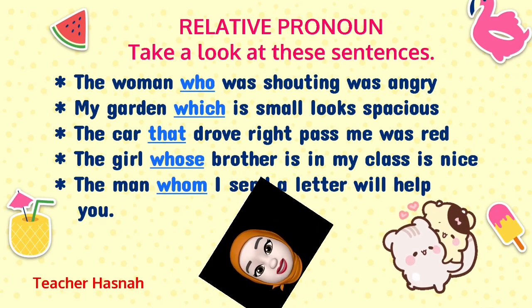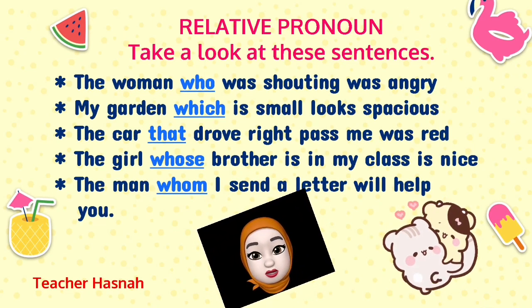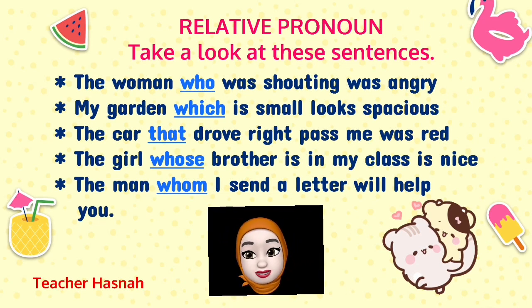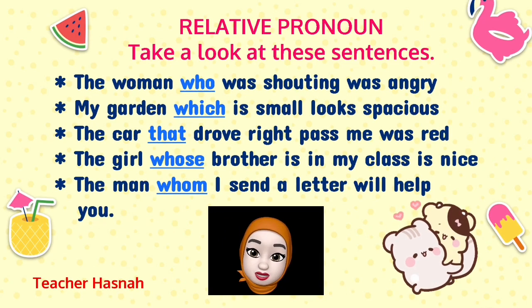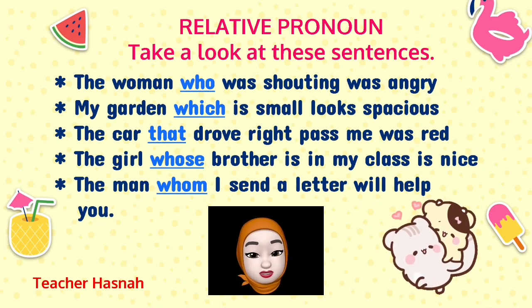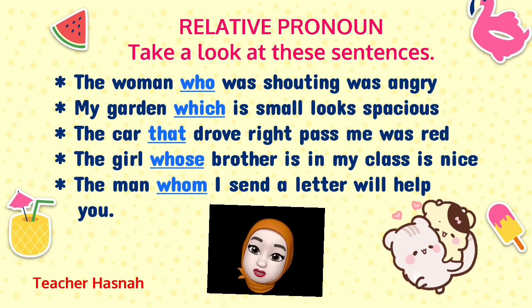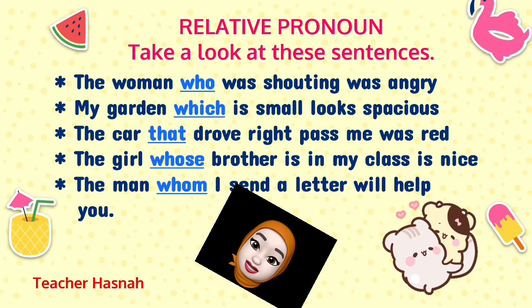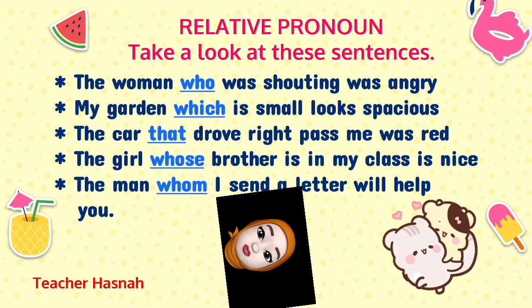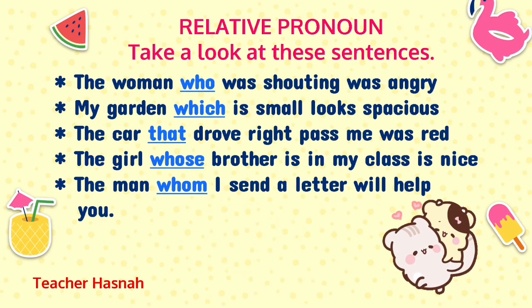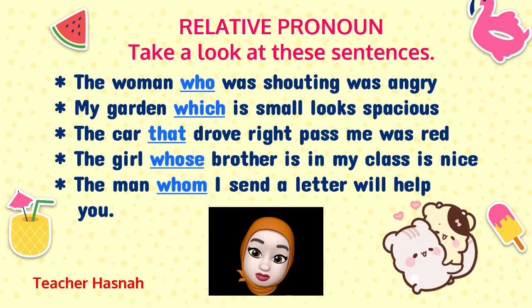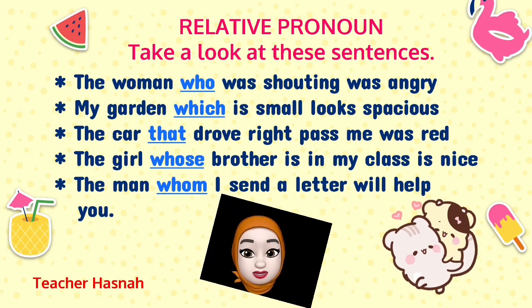Now let's take a look at the sentences. The woman who was shouting was angry. My garden, which is small, looks spacious. The car that drove right past me was red. The girl whose brother is in my class is nice. The man whom I sent a letter will help you. All the underlined words are what we call relative pronouns.